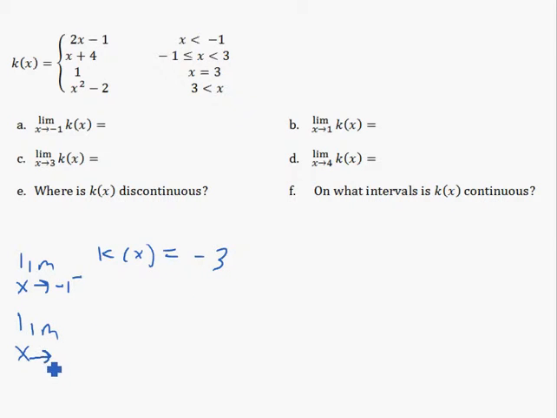From the right of negative 1, k of x is approaching... well, now we're on this interval, which means we're on this function. As x approaches negative 1, it approaches what this graph equals, which is positive 3. Since they are not the same number, this does not exist.